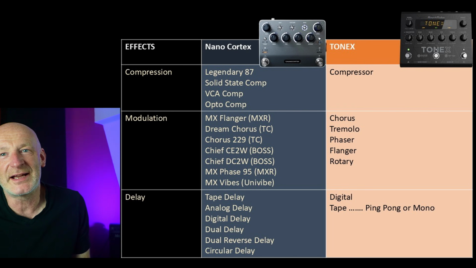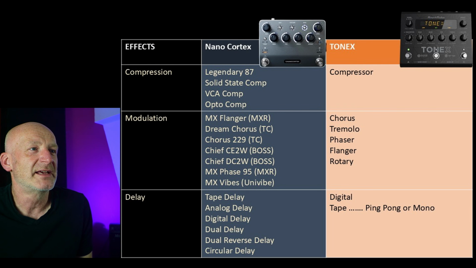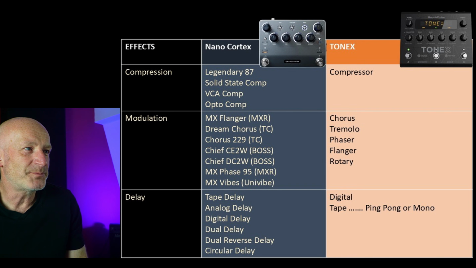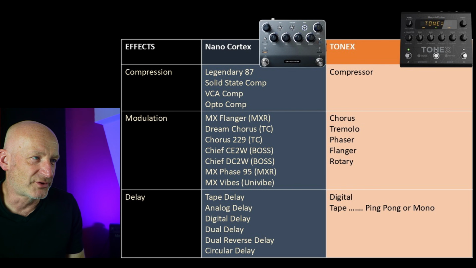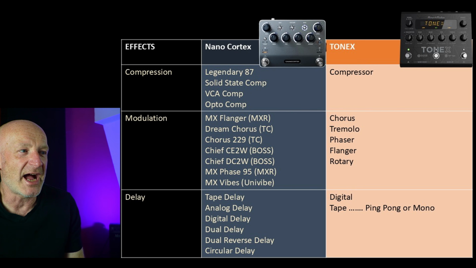Then as far as delays are concerned, well, the TONEX has a digital delay and it's got a tape delay, and you can set either one to ping pong stereo left and right, or you can set them to be mono. Whereas the Nano has a tape delay, it's got an analog delay, a digital delay, a dual delay, a dual reverse delay, and a circular delay. I'm not sure what that is. So I think the Nano Cortex wins the delay race. Sorry, couldn't resist.